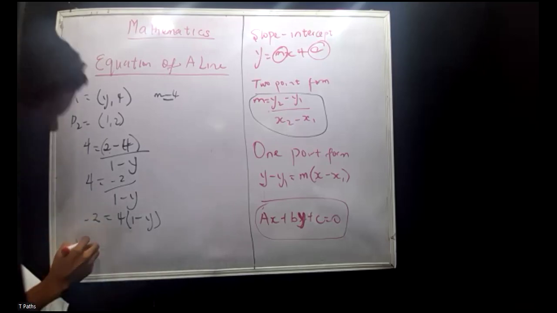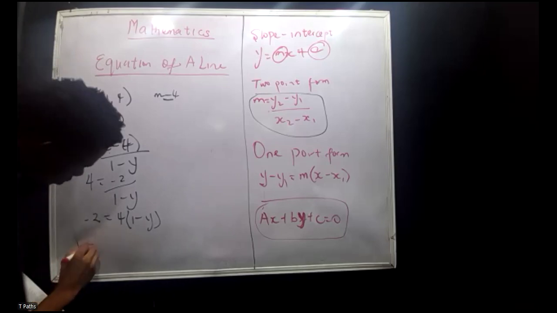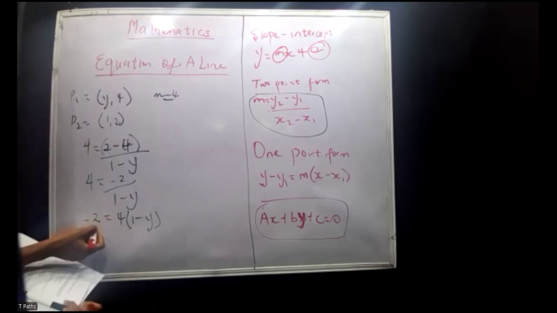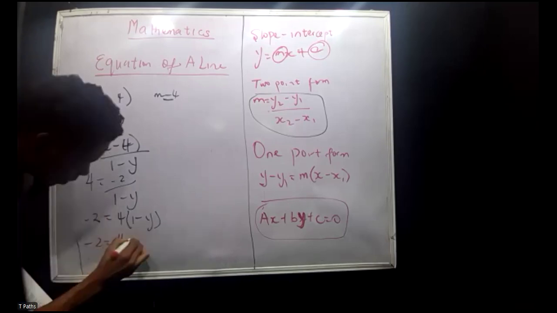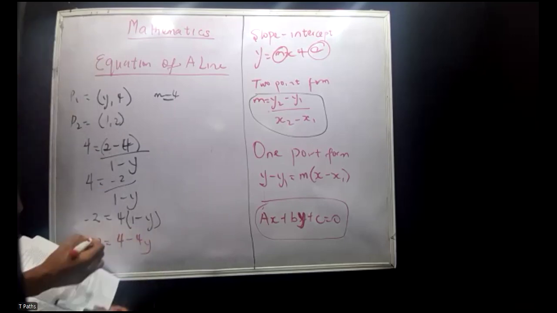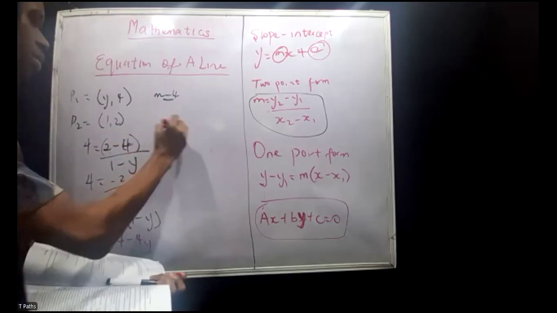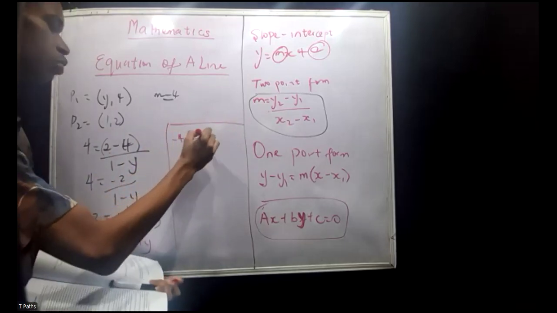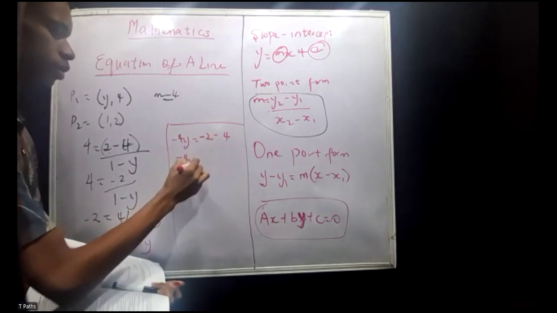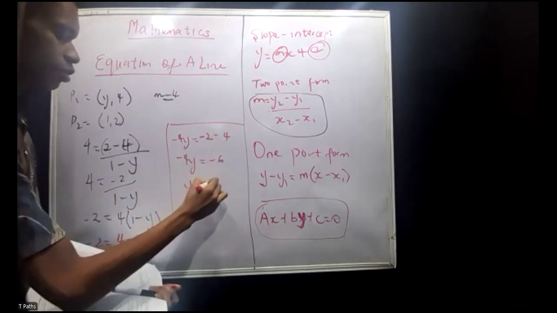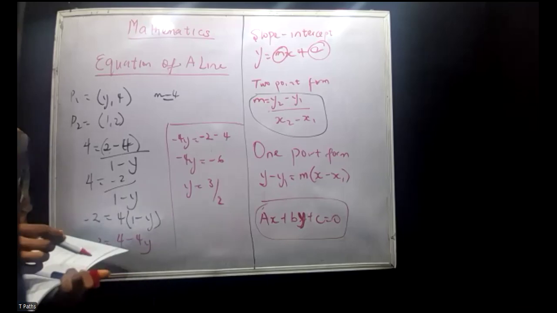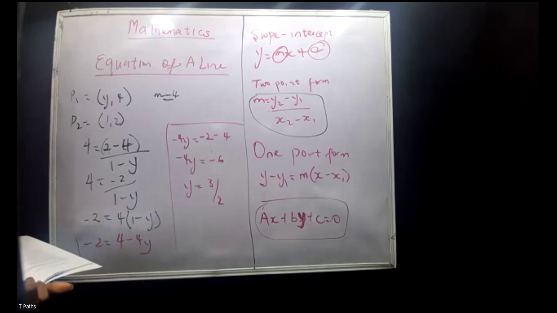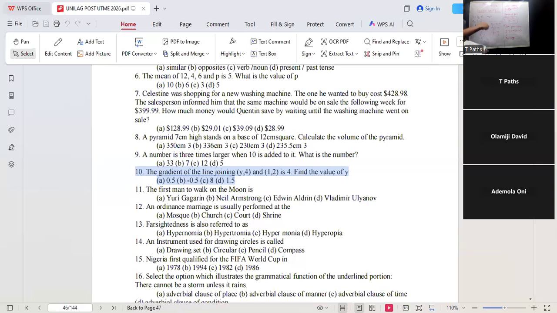I can open the brackets, or I can just use the formula, but I prefer to go the easier way. So opening the bracket, I have 4 minus 4y. From here, I can collect like terms. I have minus 4y is equal to minus 2 minus 4. Minus 4y is equal to minus 6. And then y is equal to 3 over 2. So the value of y is 3 over 2, which is option D. Yes, 3 over 2 is the same as 1.5, and that is option D.